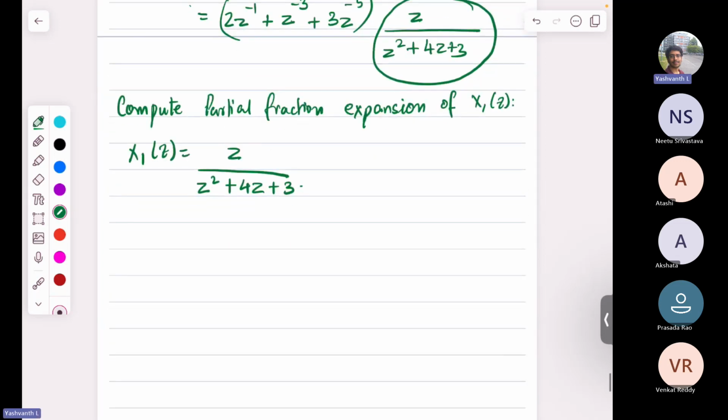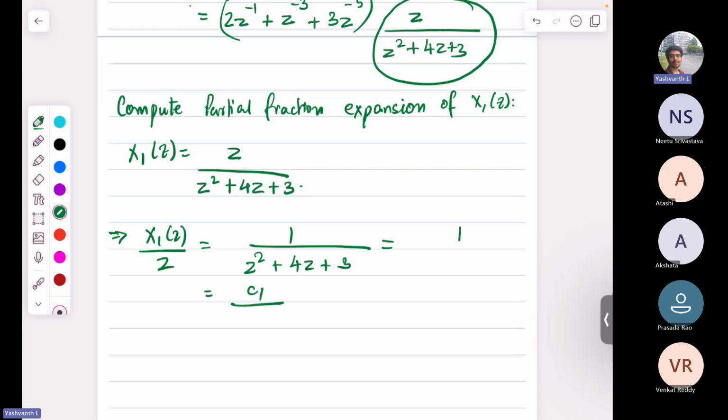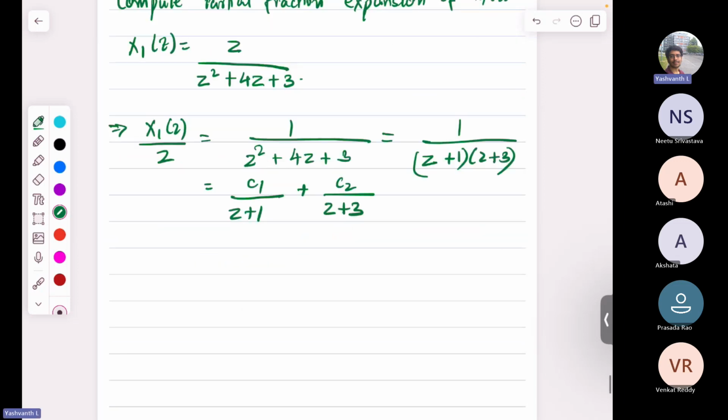So this implies X1 of z by z equals 1 by z square plus 4z plus 3. This you can factorize as 1 by (z plus 1) into (z plus 3). This I can write as c1 by z plus 1 plus c2 by z plus 3. Then what is c1?